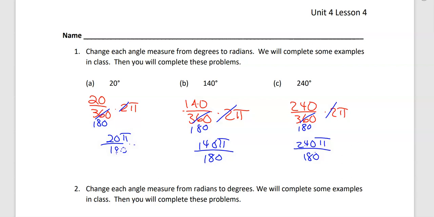And from here you simplify. For the first one, we both end in a 0, so I can divide both by 10, which leaves me 2 over 18, and then they both are even numbers, so I divide both of them by 2. What I'm left with is a 1 in the numerator and a 9 in the denominator. So this ends up being pi over 9, the final answer. Second one, I can divide both by 10. They both end in zeros. Both are even numbers, so I can divide both by 2. So there's a 7 here and a 9 here. So the final answer is 7 pi over 9.